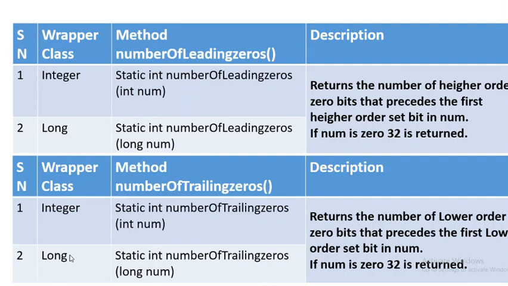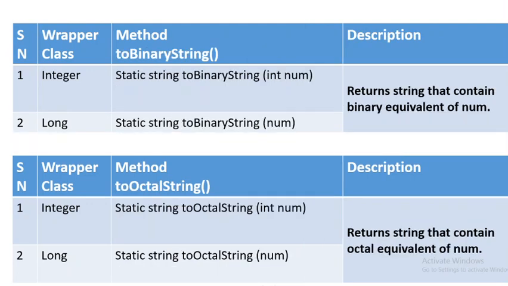The same thing will happen if you are using the Long wrapper class. The only difference is that we will use Long.numberOfTrailingZeros, and in brackets the argument will be any long number. Again it will count the number of trailing zeros, these lower order zeros, up to the first lower order set bit, and that count will be returned.